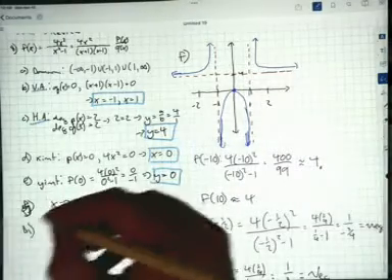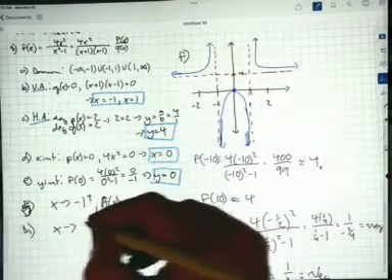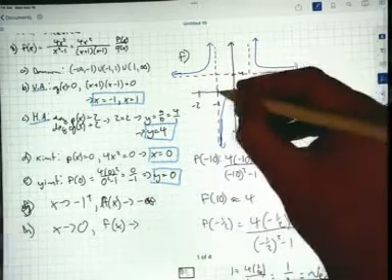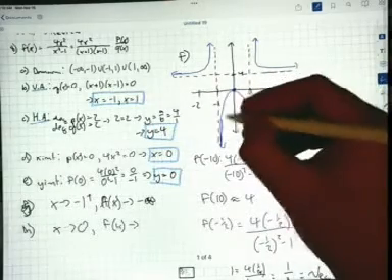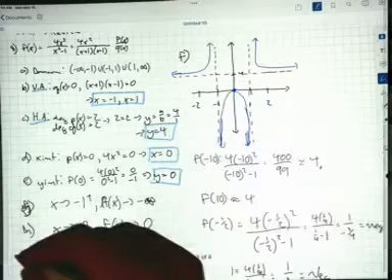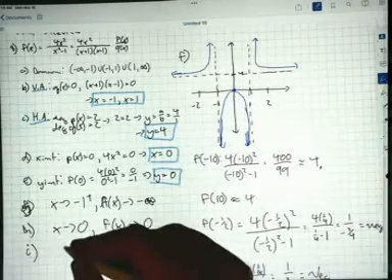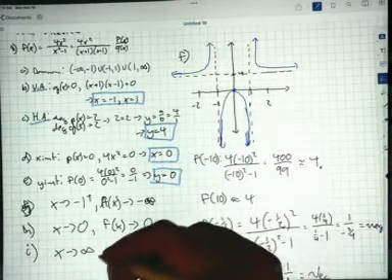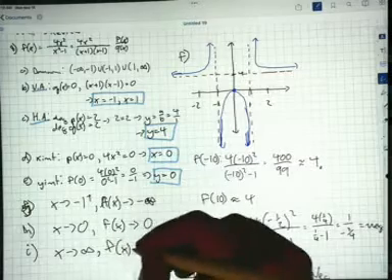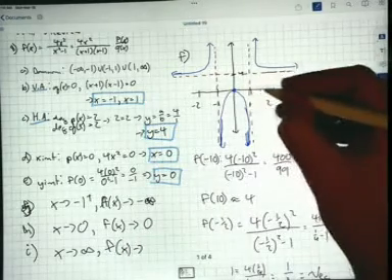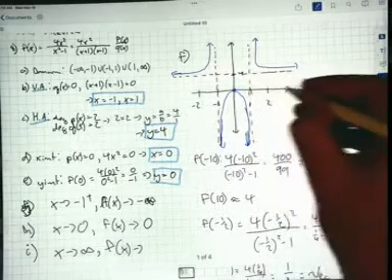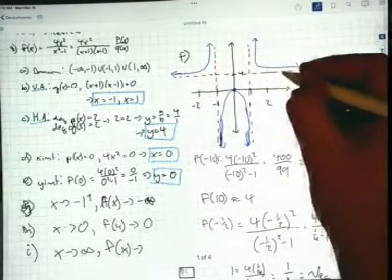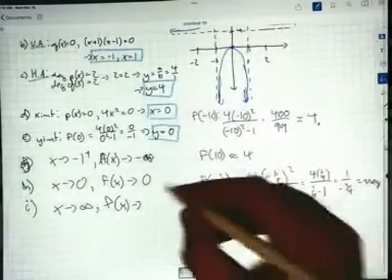H, as x is approaching 0, f of x is approaching, well, as x gets closer to 0, as we go to 0 along the x-axis, the graph is also approaching 0. And I, as x approaches infinity, f of x, so as my x's go out in this direction, this graph is going to get closer and closer to this horizontal asymptote, which is at 4.